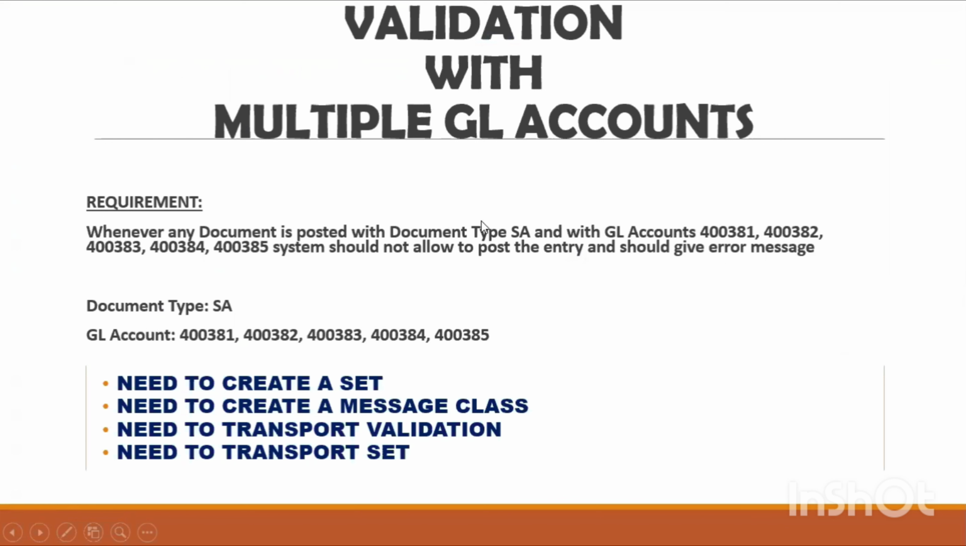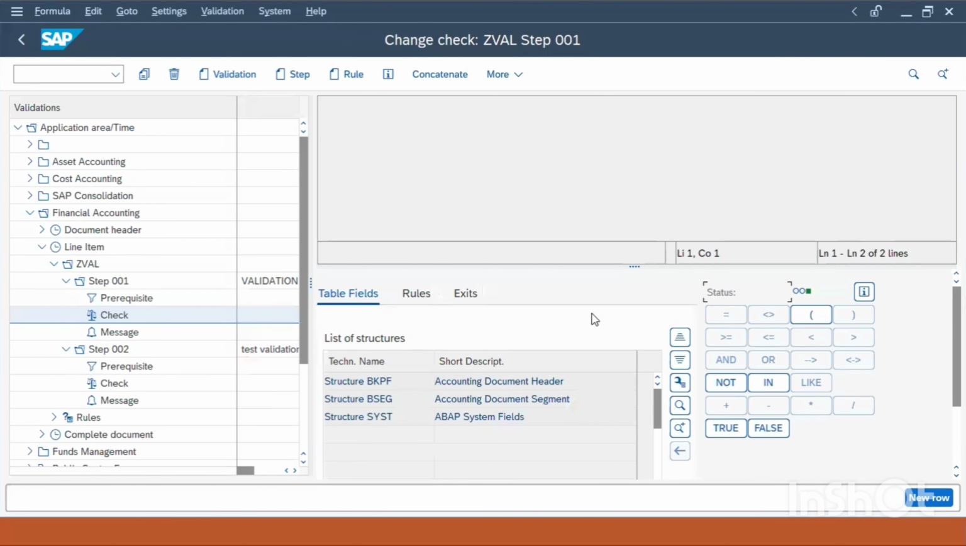Whenever any document is posted with document type SA with these GL accounts, the system should not allow the entry to be posted. That means whenever these GLs are used, the system should not allow it. The check should be that these GLs should not be present, because if they are present, it will give an error. So we will use the NOT function: should not be present. Not what? GL accounts.